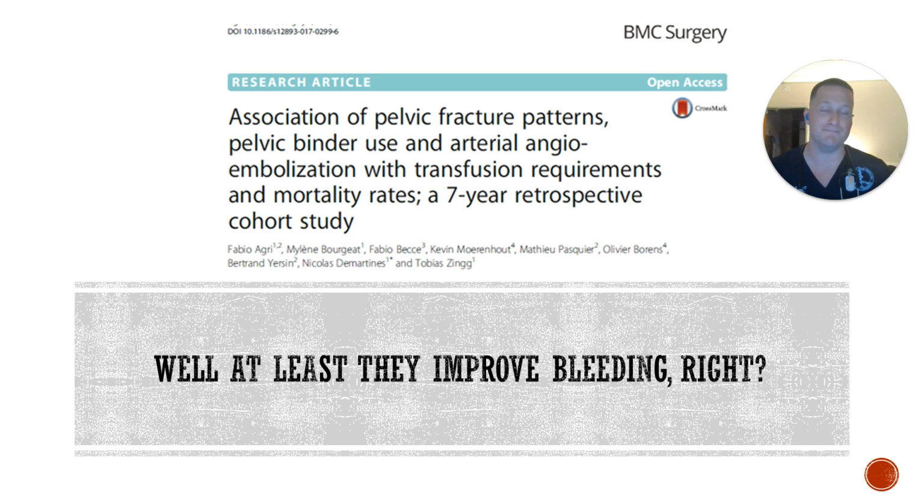So it doesn't matter if you place a pelvic binder for a very minor pelvic fracture or for a very severe fracture. None of it really matters.